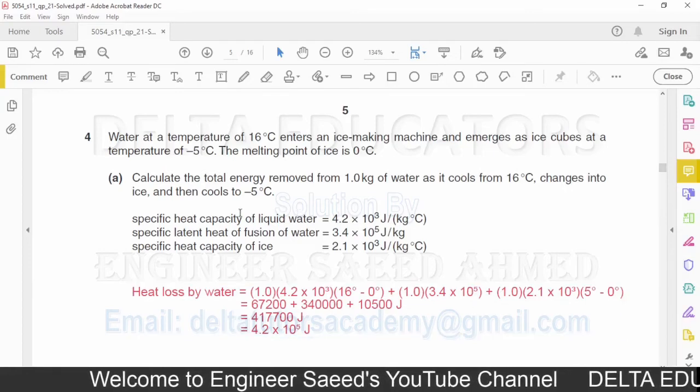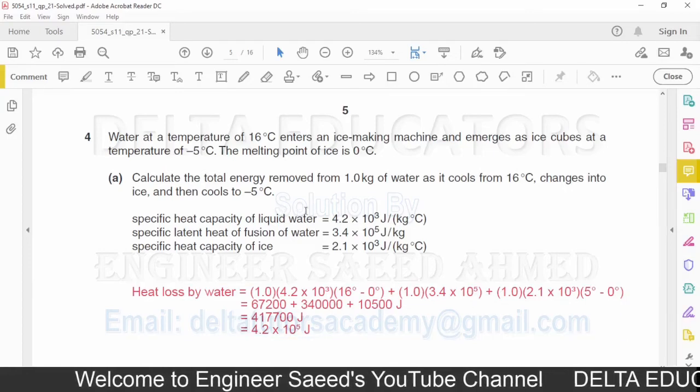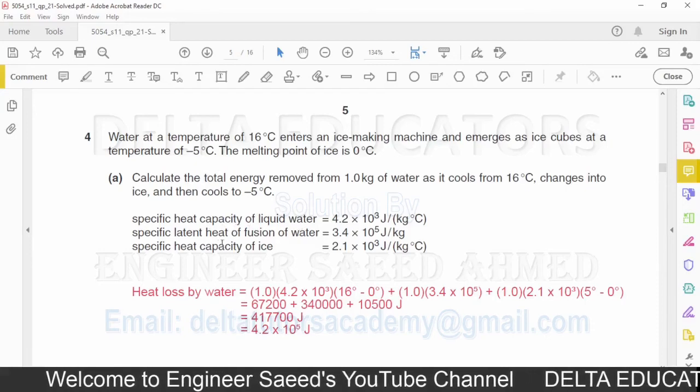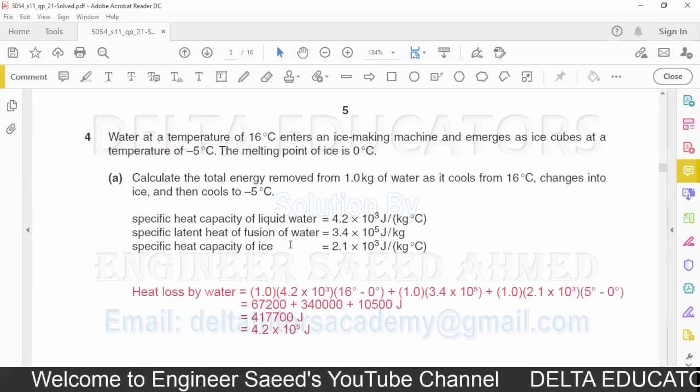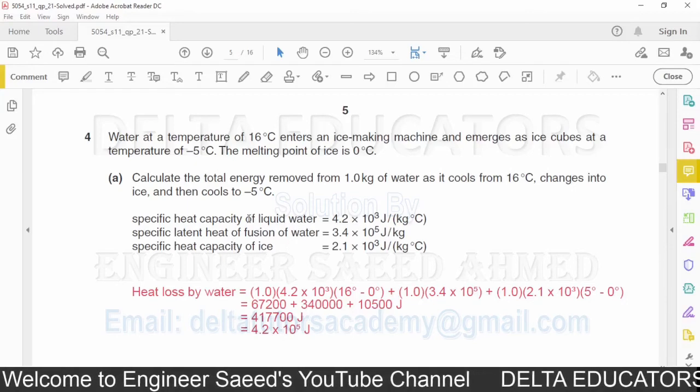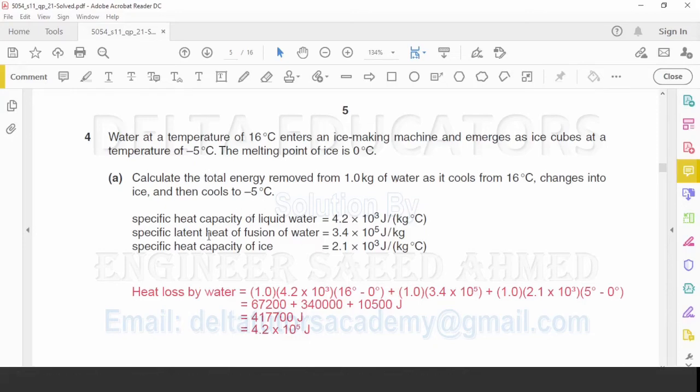Here the specific heat capacity of liquid water is given, the specific latent heat of fusion of water is given, and the specific heat capacity of ice is given. Here we have to calculate the total heat lost by the water. Now the total heat lost by the water will be equal to the heat lost by the water when the temperature changes from 16 to 0 degrees centigrade.